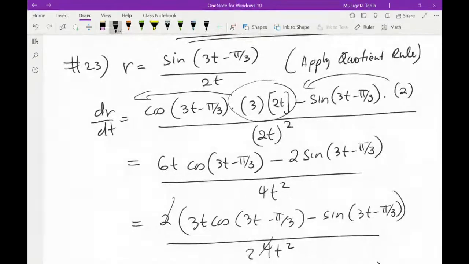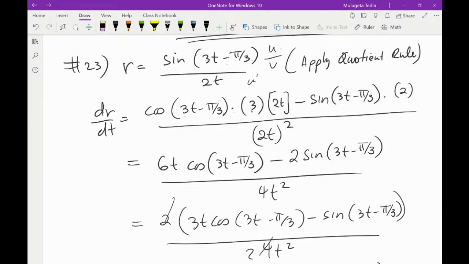So number 23 is quotient rule. We did this as a homework question too. So this is sine of 3 pi by t is u, and 2t is v. So u prime is this. The derivative of sine is cosine of 3 pi by 2 by 3t minus pi by 3, times the derivative of the inside angle, which is 3.